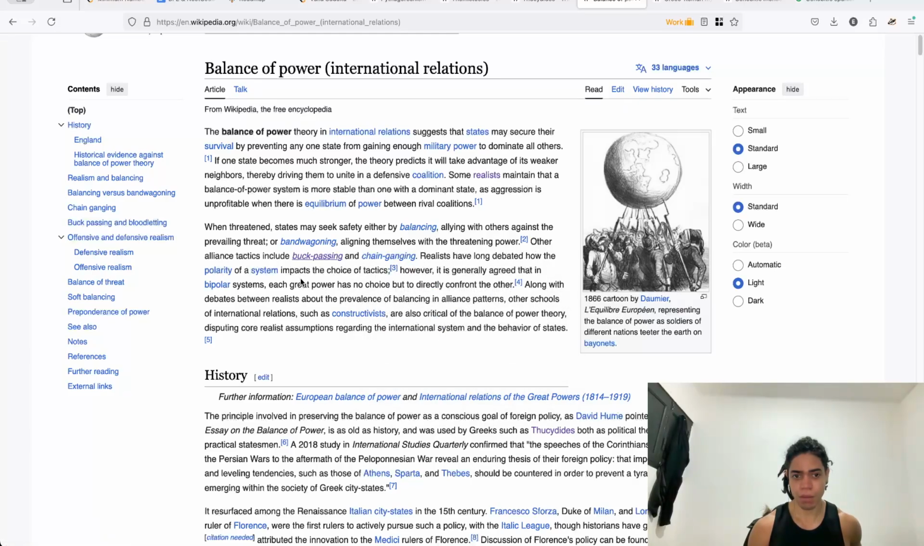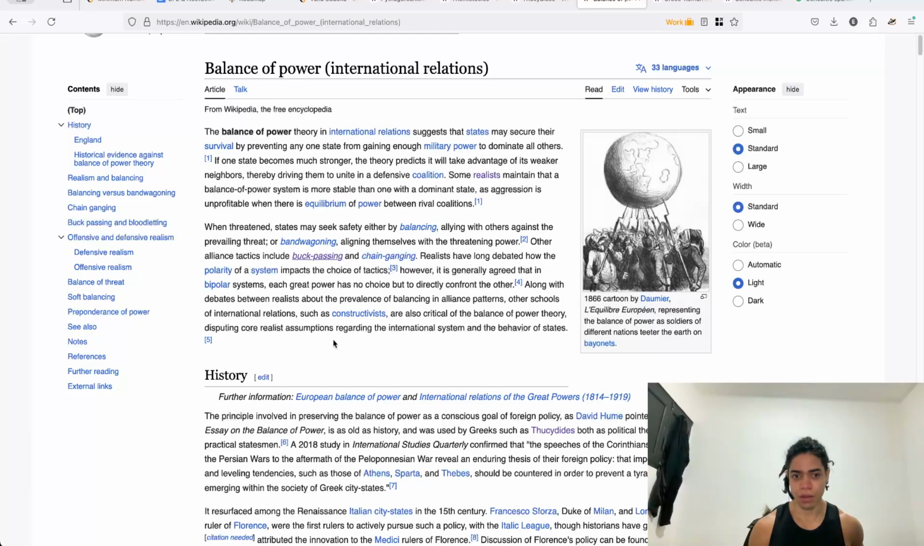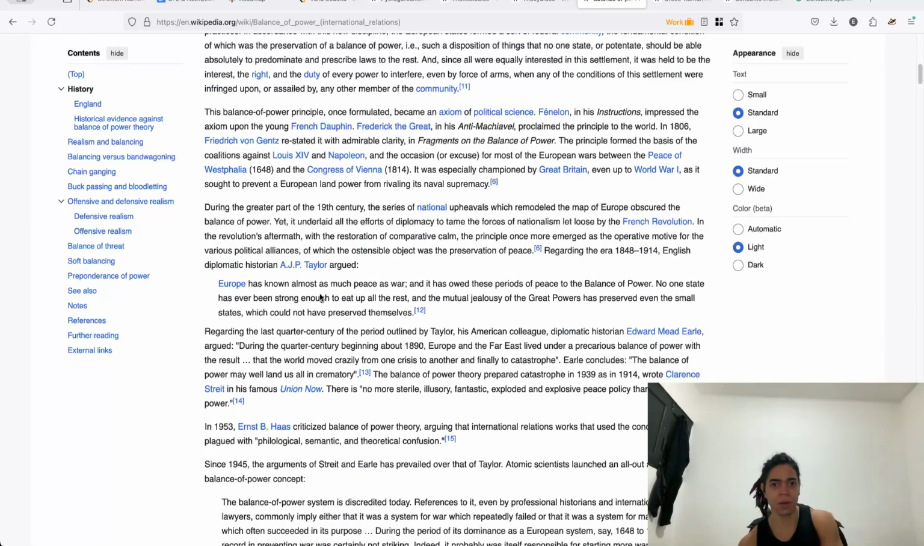Realists have a long debate about how the polarity of the system impacts the choice of tactics. However, it is generally agreed that in a bipolar system, each great power has no choice but to directly confront each other. Along with debates between realists about the prevalence of balancing and alliance patterns, other schools of international relations, such as constructivism, are also critical of balance of power theory, disputing core realist assumptions regarding the international system and the behavior of states.